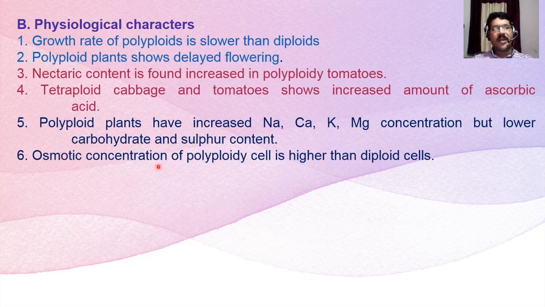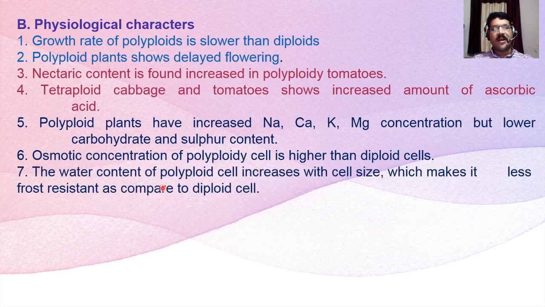Now osmotic concentration of polyploid cell is higher than that of diploid cell. So osmotic concentration is higher as compared to the diploid cell. What is the reason behind it, we will see in the next video, why osmotic concentration of polyploid cell is higher.